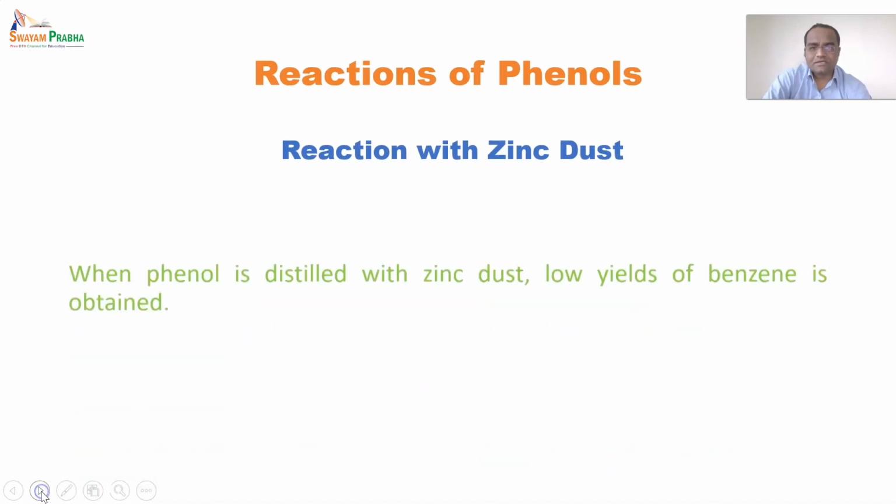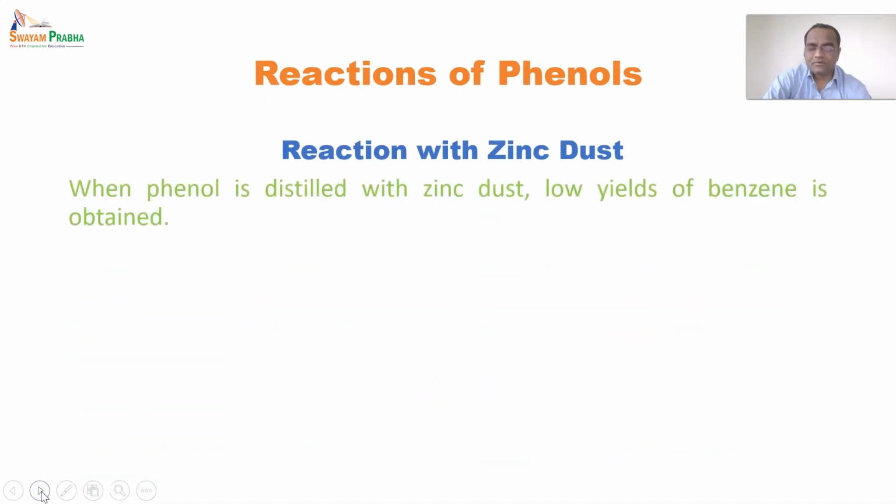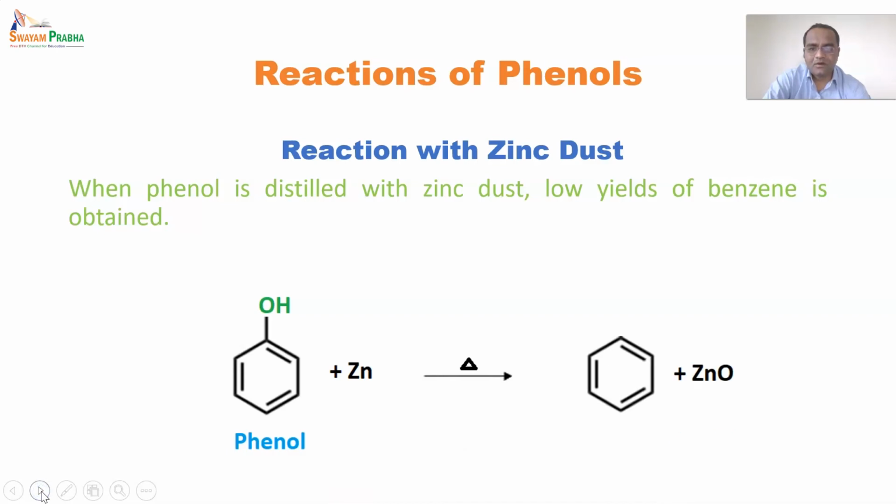Reaction with zinc dust. When phenol is distilled with zinc dust, low yields of benzene are obtained. So this method is also utilized for the purpose of benzene preparation. So phenol has been treated with zinc dust, or distilled with zinc dust, and it forms benzene and also zinc oxide.